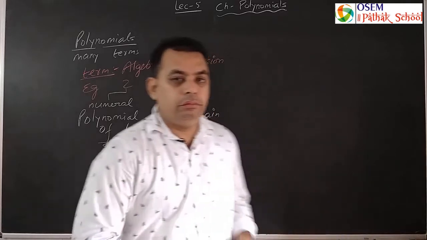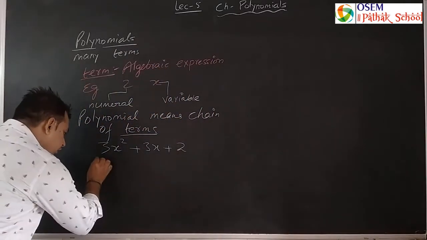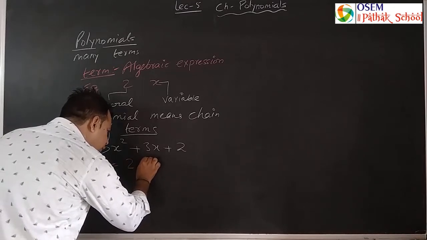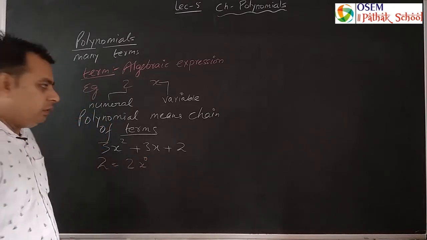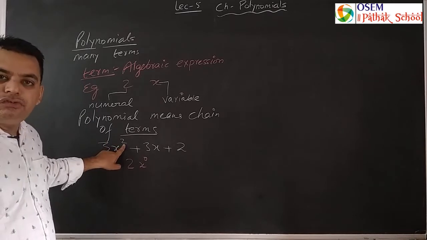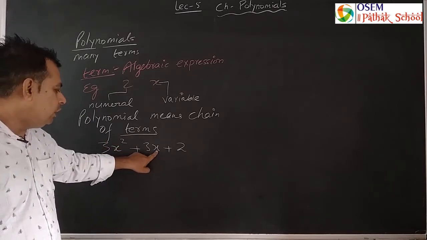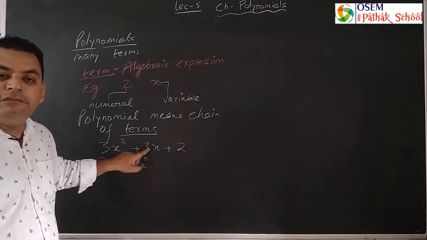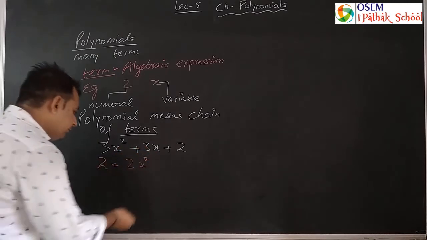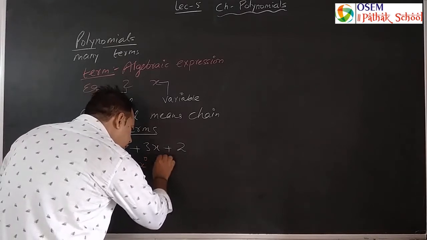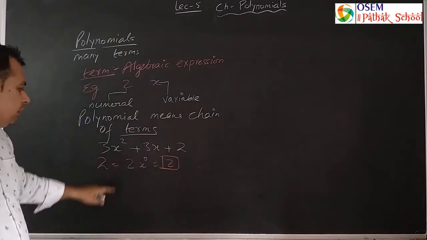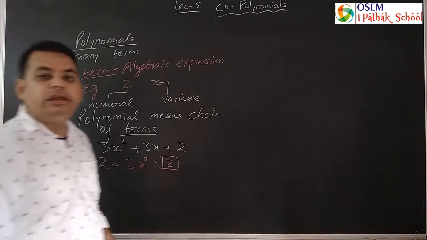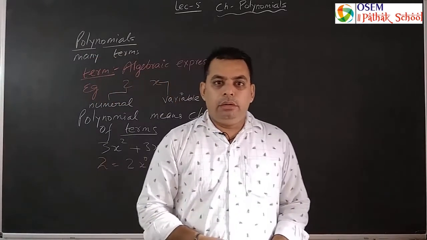I can give you the description of that. This 2 can be written in the form of 2 into x to the power 0. Here you can see its power is 2. Here the power is 1, but we can make the power 0. Anything having a power of 0 becomes 1. So we can derive that 2x to the power 0 becomes 2. So it is a polynomial.